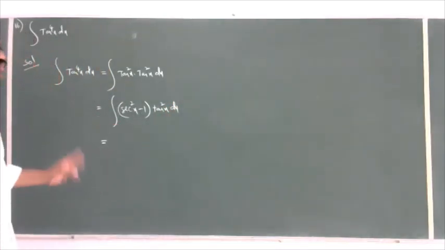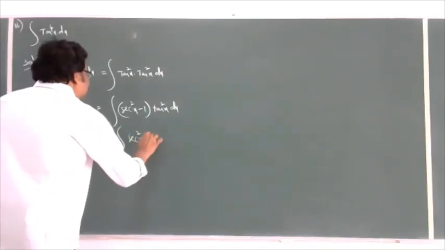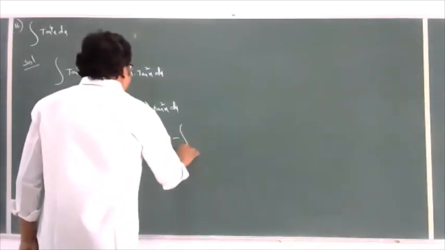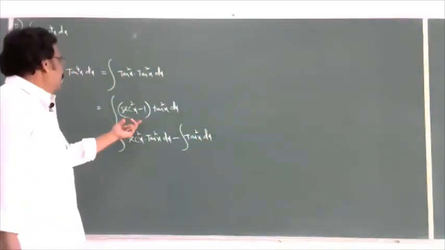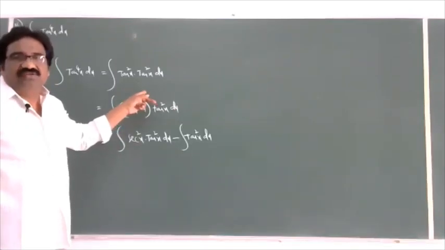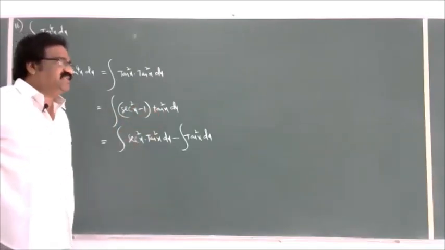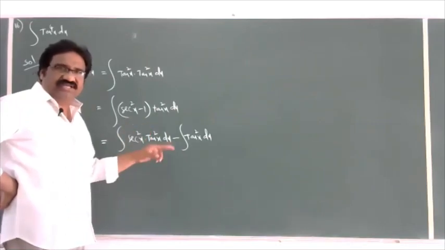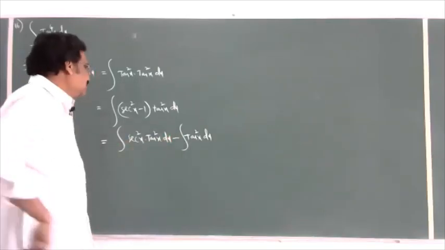Then split into two integrals: integral secant square x into tan square x dx minus integral tan square x dx. So here, tan to the power of 4x is tan square x into tan square x. One tan square x is written as secant square x minus 1, into tan square x. Then multiply the tan square x into the bracket and split into two integrals: integral secant square x into tan square x minus integral tan square x.